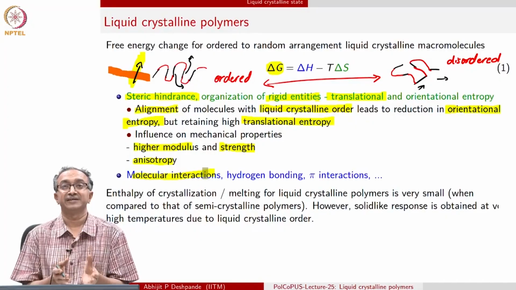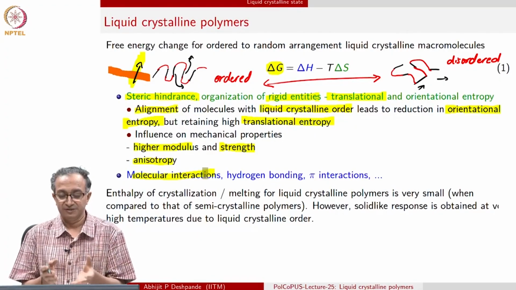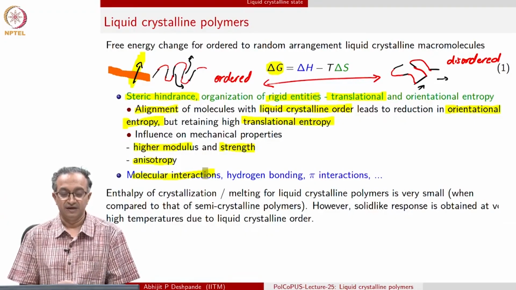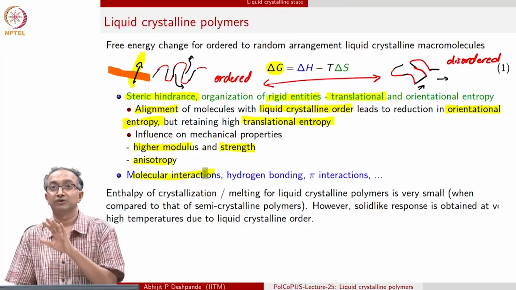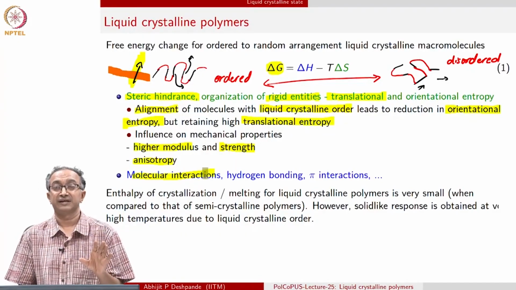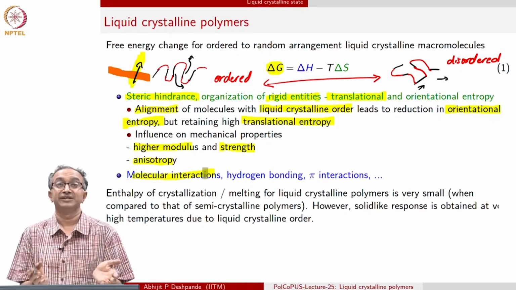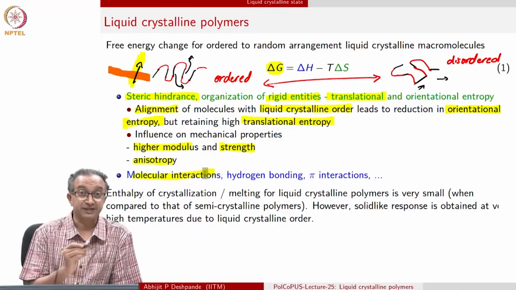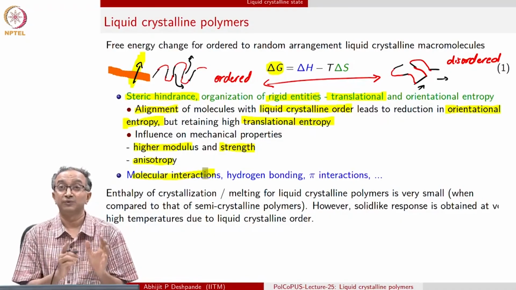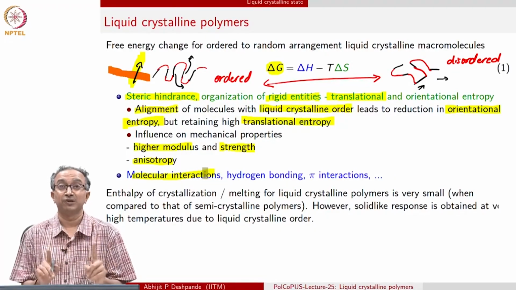So, the overall Gibbs free energy for whether liquid crystalline order will occur or not will depend on both of these factors. However, one thing we need to keep in mind is that the enthalpy of crystallization for a disordered to ordered liquid crystalline system is much less compared to a crystalline melt to crystalline order that we already discussed in lectures 17 and 18 earlier. That is because only the orientational order is present, translational entropy is still present, and therefore there is flexibility of molecular motion.